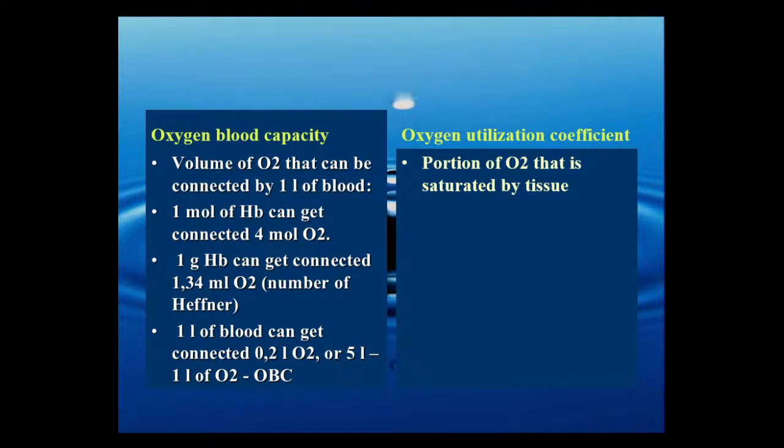Taking into account these quantities, we can estimate that 1 liter of blood can connect 0.2 liter of oxygen, or 5 liters of blood can contain 1 liter of oxygen. So oxygen blood capacity is 1 liter of oxygen on 5 liters of blood.